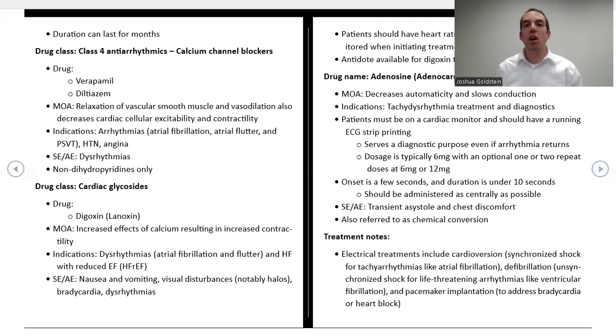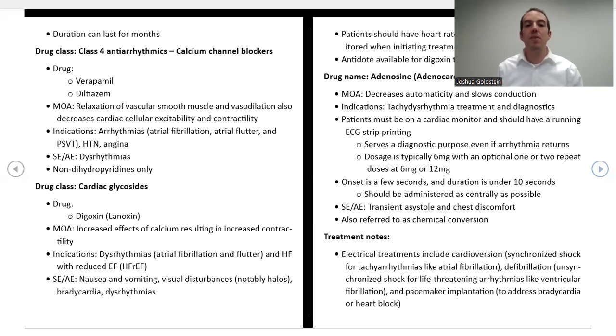We're going to talk more about this in the heart failure lecture because this is really not used very much for dysrhythmias. But the drug we're talking about here is digoxin. Digoxin works by increasing the effects of calcium, which result in increased contractility. That's how it helps for heart failure. It works slightly differently for dysrhythmias, but I'm not going to get into that over here.